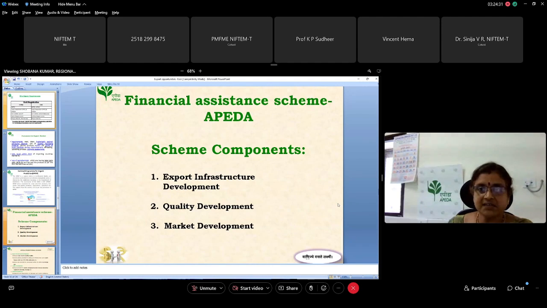As I said, financial assistance is extended to exporters, farmer producer organizations, and central and state government agencies who would like to export their products, set up infrastructure units, or come up with research and development proposals for any particular product. We extend financial assistance schemes. The current scheme is for the cycle up to 2025-26. We give schemes under three components: export infrastructure development, quality development, and market development.